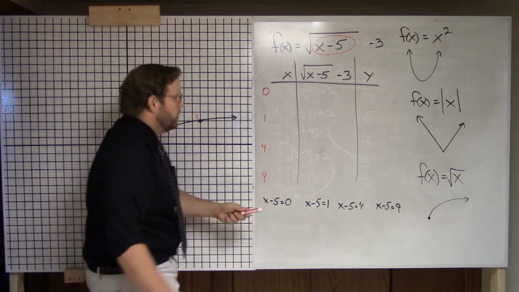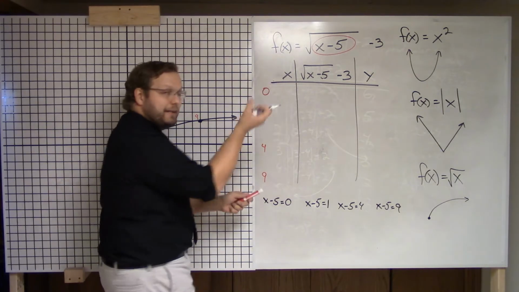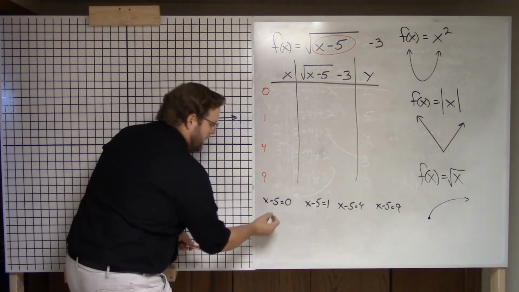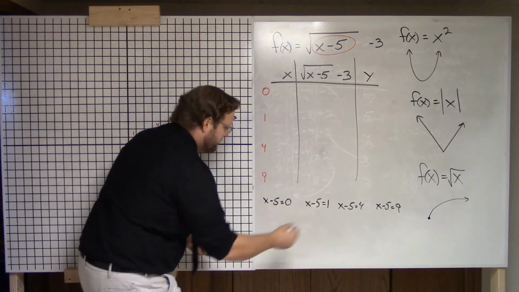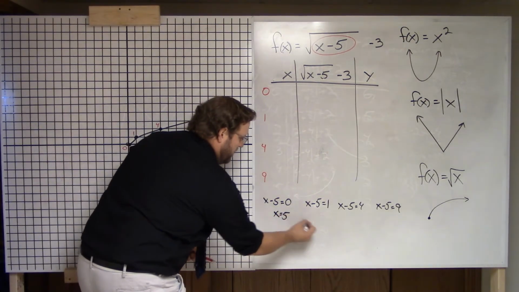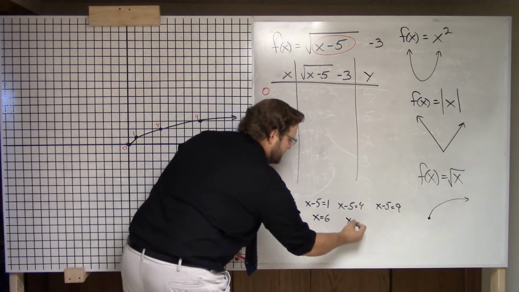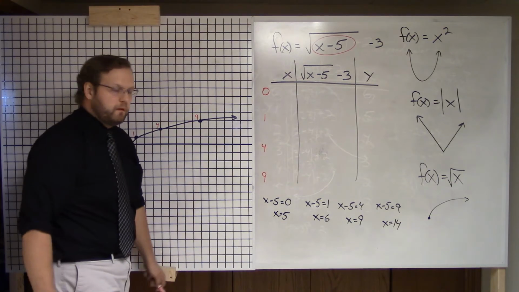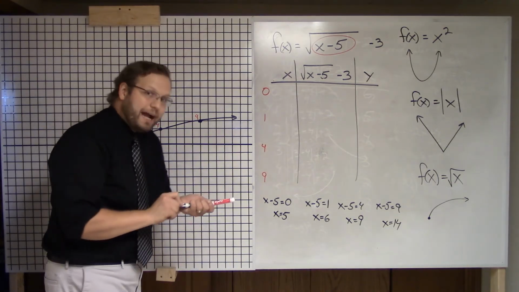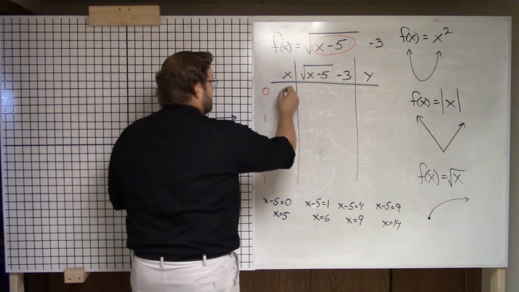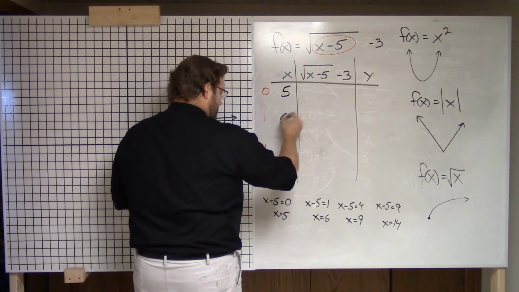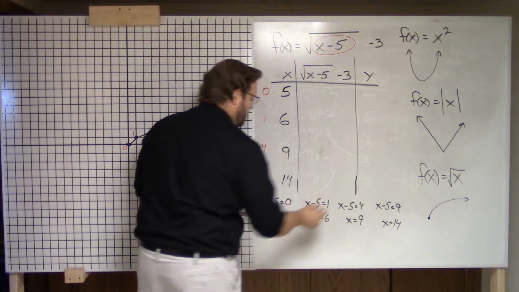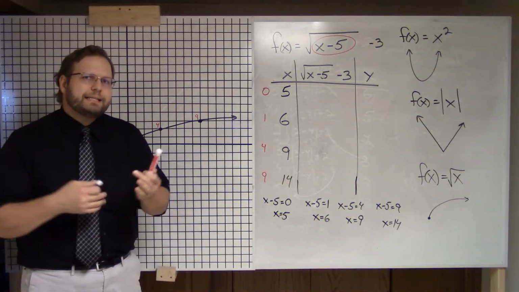Okay? So again, what I'm doing generally is taking that expression under the radical and I'm setting it equal to 0, 1, 4, 9. If I solve these, I just add a 5 every time. So I get x equals 5, x equals 6, x equals 9, x equals 14. Okay? So what I'm actually plugging in is a 5, is a 6, is a 9, is a 14. Let's see how those play out.